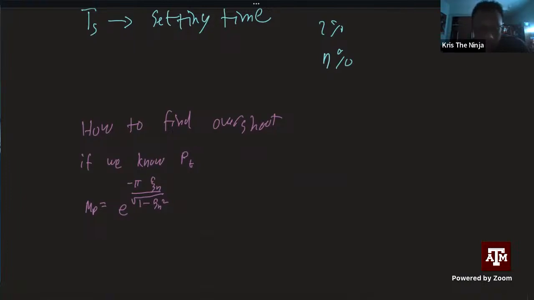If you want the percentage of overshoot, we'll do this in orange because I just want to make sure that y'all see it's different. You do 100 times e to the minus pi zeta n over square root of 1 minus zeta n squared. That's it.